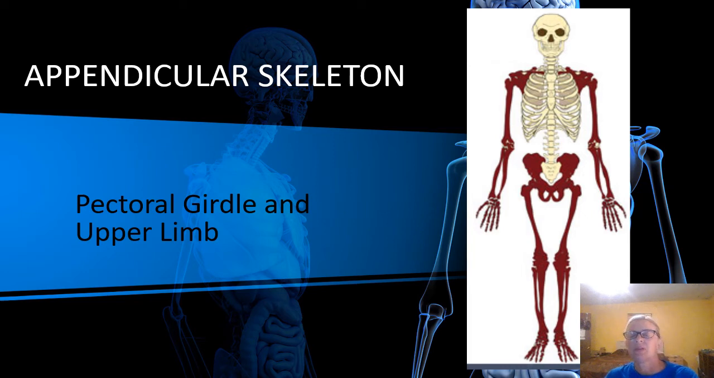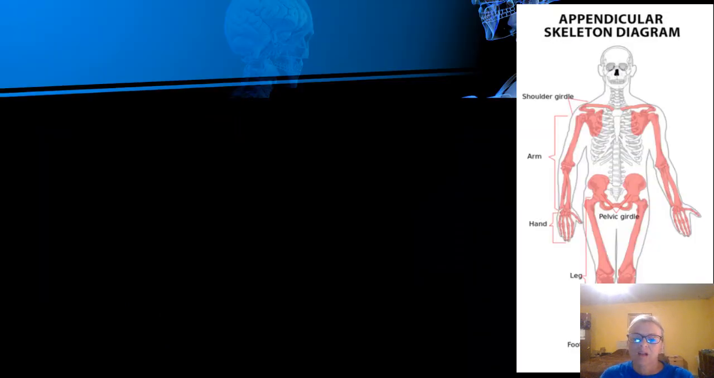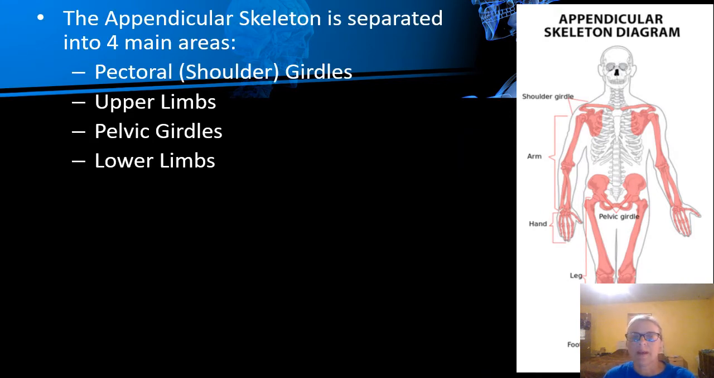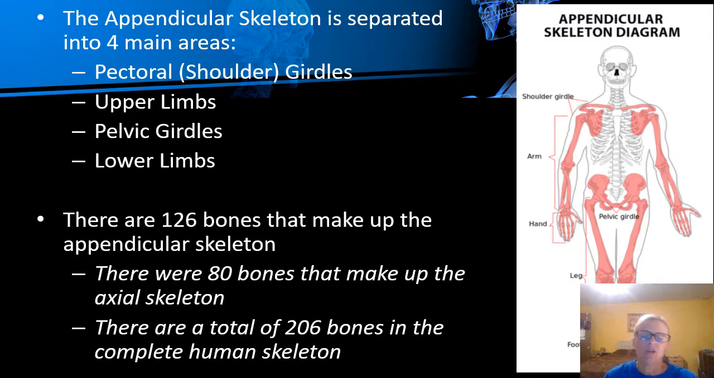We'll be looking at the appendicular skeleton, and we'll go over those components very briefly. This is going to cover about the first half of that, the pectoral girdle and the upper limbs. There are four main sections to the appendicular skeleton: the pectoral or shoulder girdle, the upper limbs, which of course is the arms, the pelvic girdle, which is where your pelvis is, and the lower limbs. There's about 126 bones that make up the appendicular skeleton.